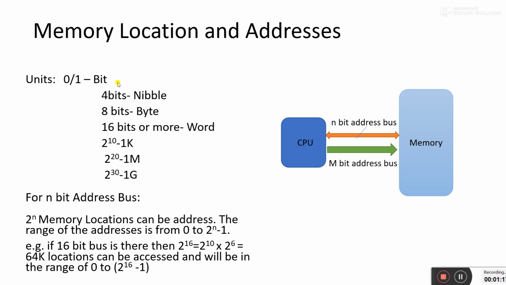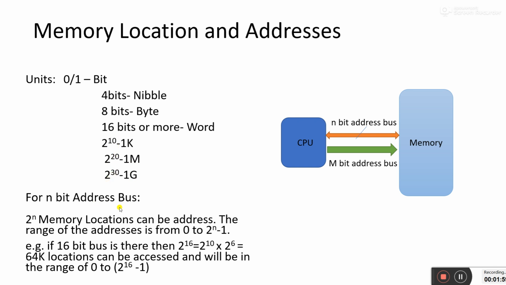So before starting our conversation, let's remind some of the basic things. For example, 0 and 1 is the lowest unit of digital information, and it is known as a bit, and 4 bits make a nibble, and 8 bits make a byte, and a word consists of 16 bits or more, and 1k is 2 raised to the power 10, and 1 mega is 2 raised to the power 20, and 1 giga is equal to 2 raised to the power 30. So that's about the memory location and addresses.